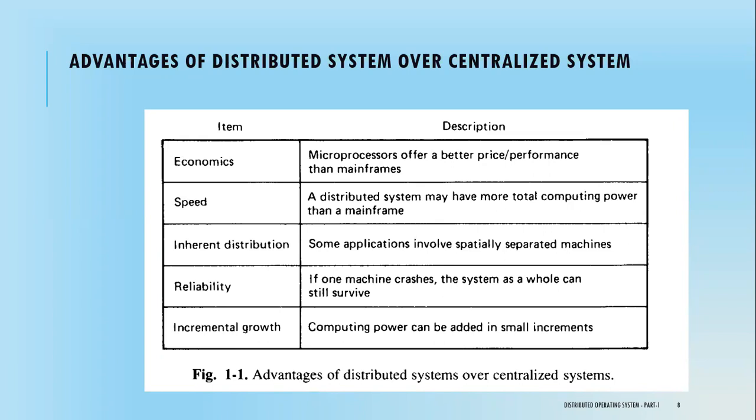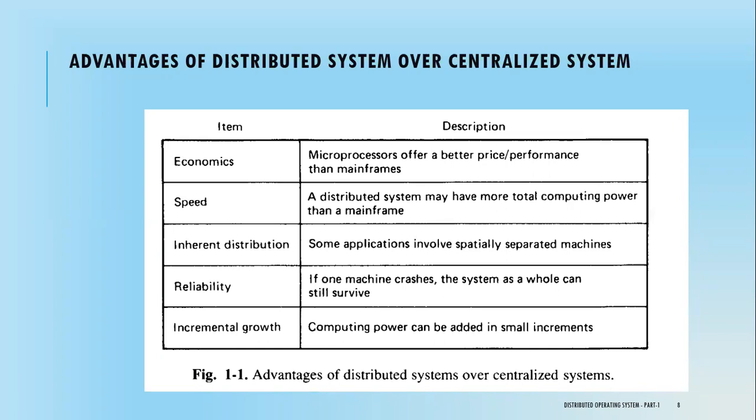Another potential advantage of a distributed system over a centralized system is higher reliability. Finally, incremental growth is also potentially a big plus point. Often a company will buy a mainframe with the intention of doing all its work on it. If the company prospers and the workload grows, at a certain point the mainframe will no longer be adequate. The only solutions are either to replace the mainframe with a larger one.